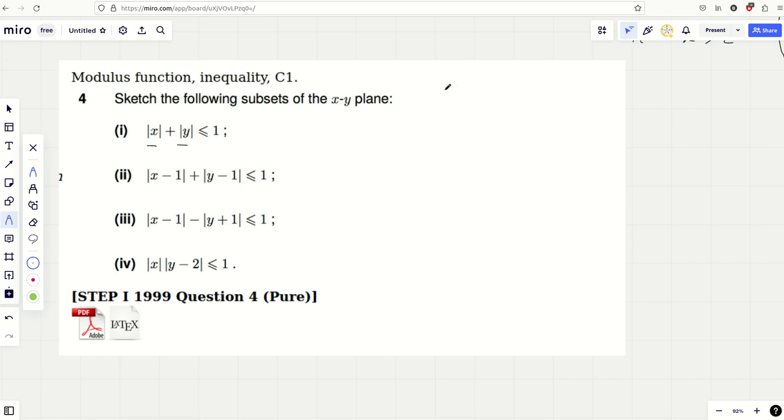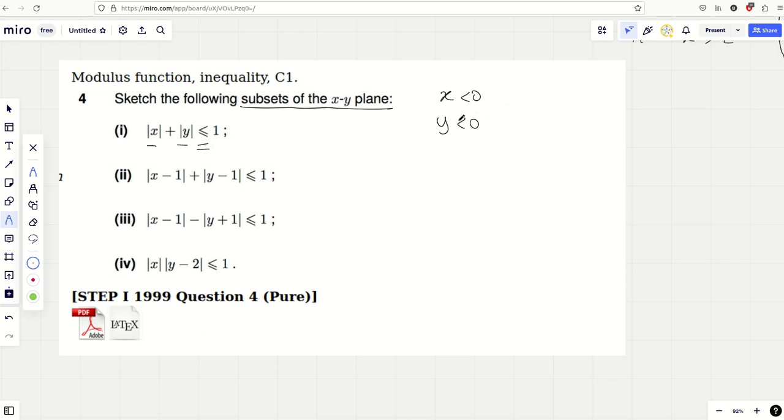So let's think about it tactically, because we're going to have to think about when x is less than 0 and y is less than 0. We're going to have to do all possibilities. By the way, I'm going to ignore the inequality, because I can handle the inequality as a region. When it says subset in the xy plane, it means region. So I'm just going to think of this as an equals sign first, and I'm going to draw the straight lines.